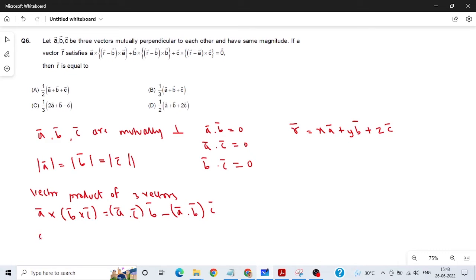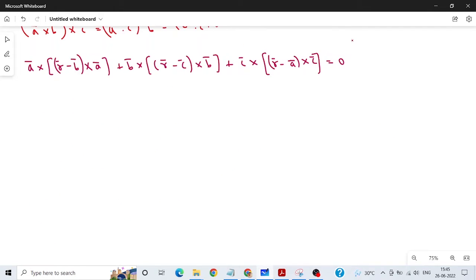Similarly, we have A bar cross B bar, cross product with C bar, is equal to A bar dot C bar B bar minus B bar dot C bar A bar. So this is the formula for calculating the vector product of three vectors. Now let's start with the given equation. So this is the given equation.